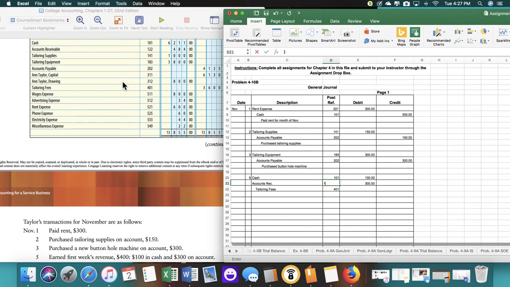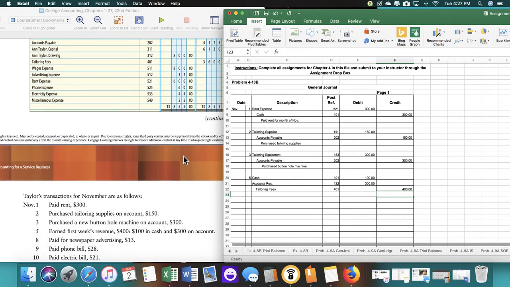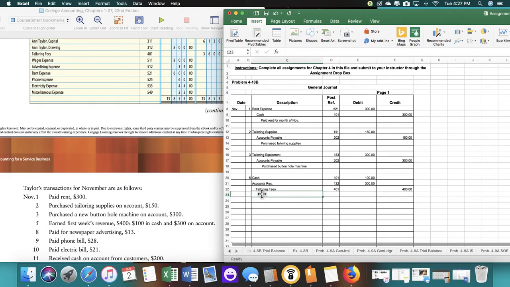Accounts receivable is 122. And so we have to make sure that our two debit entries equal the amount of the credit entry. This is going to be so that our transaction, our equation, stays within balance. Again, the debits have to equal the credits. So you have to make sure that that is taken care of. And so it would be earned tailoring fees or earned revenue or something to that effect.